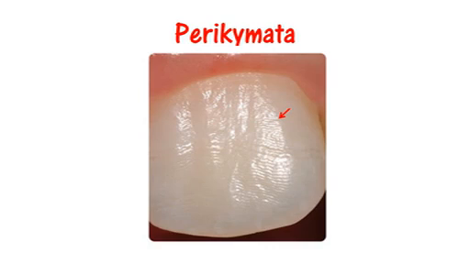The perikymata or the imbrication lines are the transverse wave-like grooves which run circumferentially across the crown. Usually there are about 30 perikymata per millimeter near the cemento-enamel junction, and their number gradually decreases to about 10 per millimeter near the occlusal or the incisal edge.